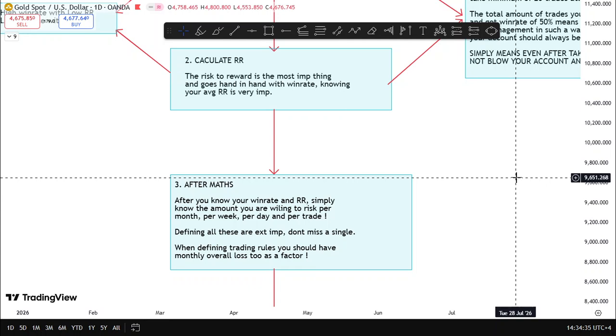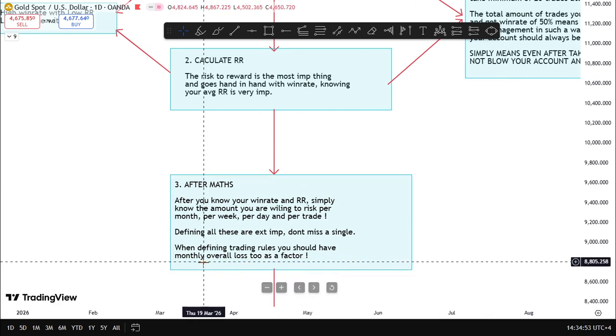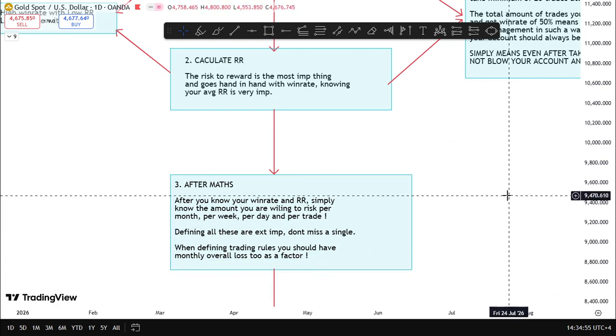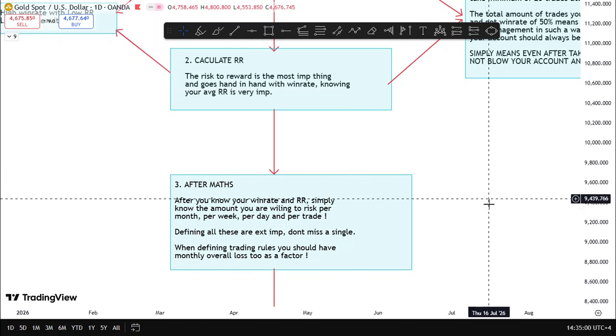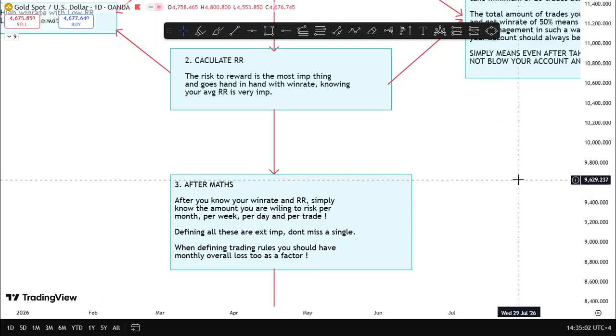Defining all these are extremely important. Don't miss a single one. I know that you guys think that this is too much while trading, but this is how trading works. It is a business. It is not that you get up in the morning, you feel like trading and you just sit down to trade. See, defining your rules, you should have a monthly overall loss limit. It is very important. If you say that I will risk 10% monthly, if your account is at negative 10%, you close trading for the month, no matter how good a setup you get. That is what discipline is.